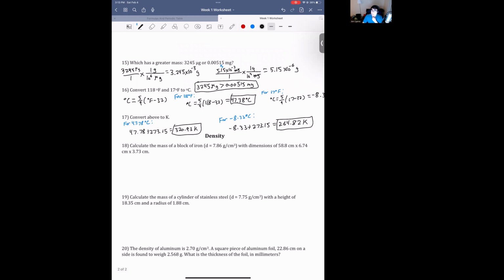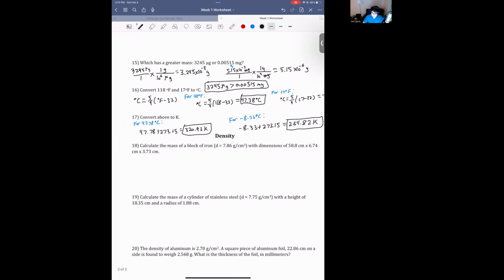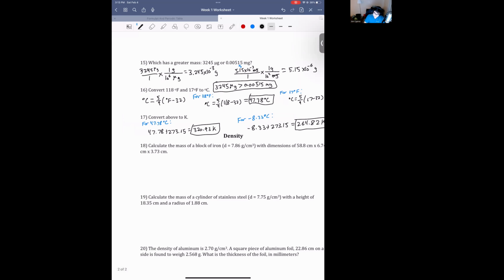All right, number 18, right? It says calculate the mass of a block of iron where D is equal to that, the density, with dimensions of that, right? So first things first, right? We're going to be using this formula. D is equal to M over V.